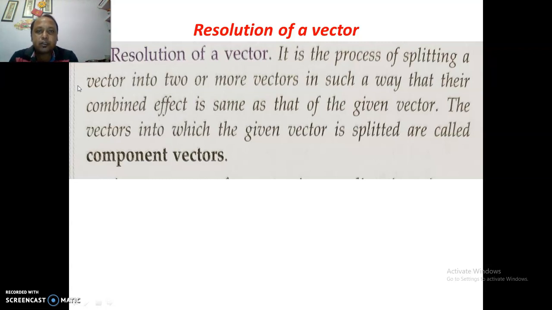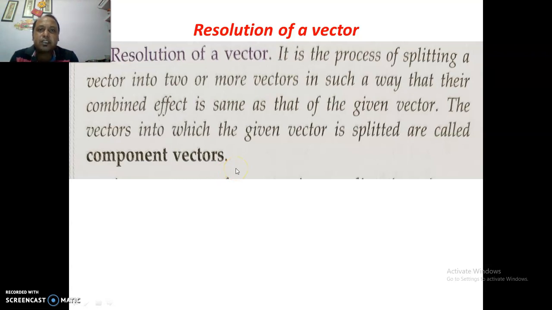Resolution of a vector is the process of splitting a vector into two or more vectors in such a way that their combined effect is the same as that of the given vector. The vectors into which the given vector is split are known as component vectors. So I hope this is clear to you.